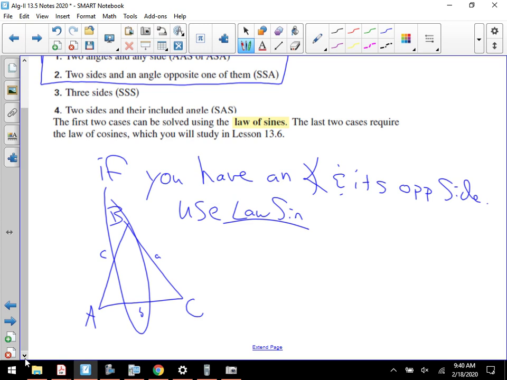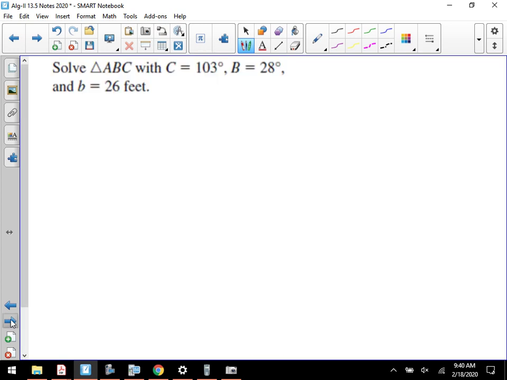I label it, and if I have an angle and a side opposite, I circle it to show that's what I'm going to use both times to solve for the other parts. It's very, very user-friendly. For example, it says solve the triangle with angle C at 103, angle B at 28, and little b at 26.